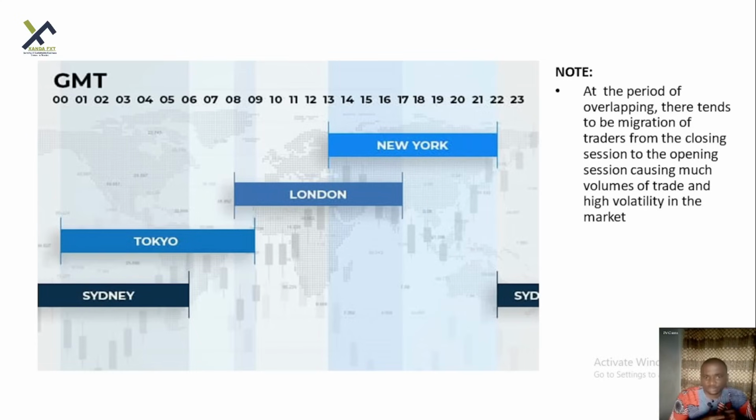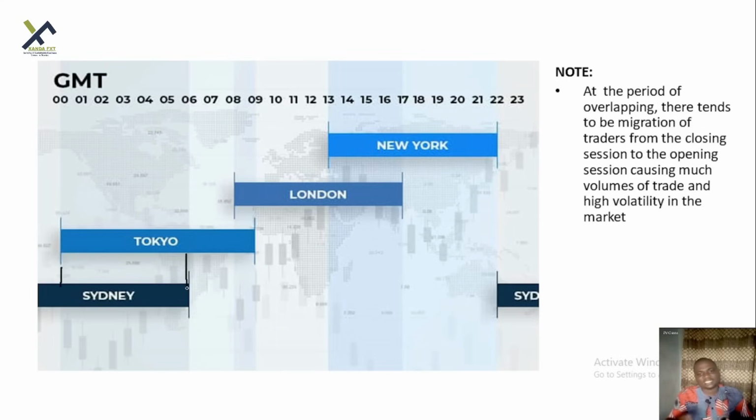I want you to take note, at the period of overlapping, there tends to be migration of traders from the closing section to the opening section, causing much volume of trade or high volatility in the market. The overlapping here talks about that period of time that 2 sections are running at the same time. You will see that there is overlapping here and here.